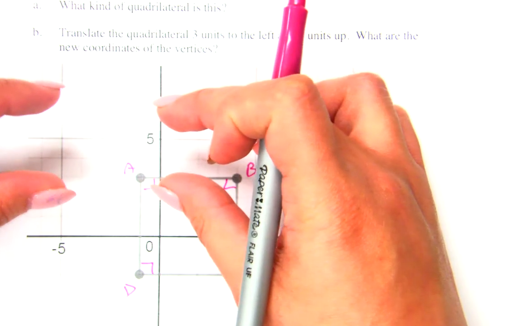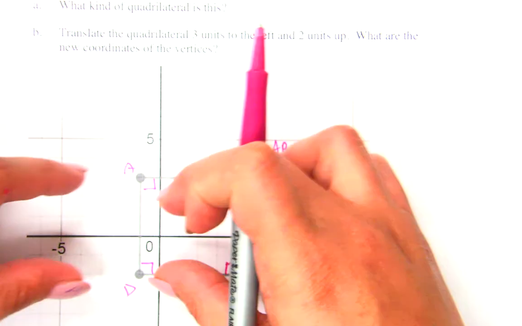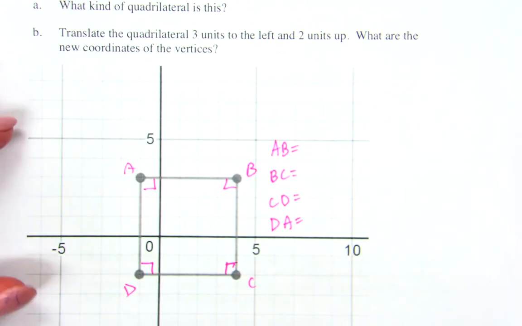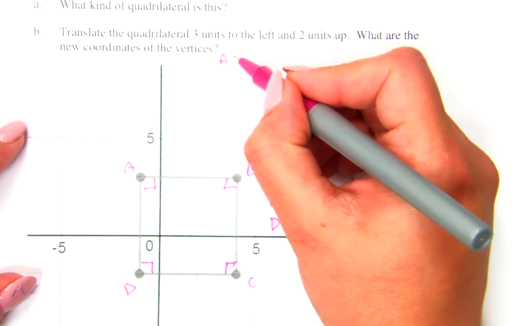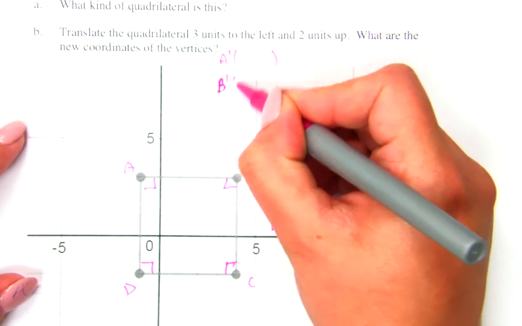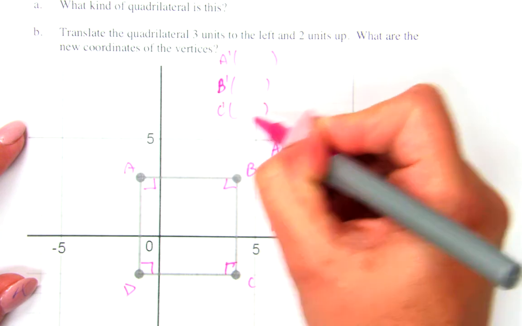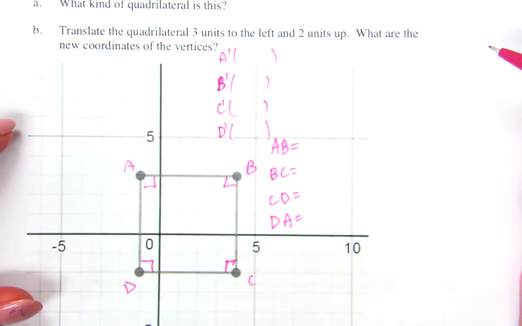It should end up somewhere over here. So redraw that. Once you translate it 3 units to the left and 2 units up, what are the new coordinates of the vertices? What is the new coordinate for A, let's call it A prime? What is the new coordinate for B prime? And then what's the new coordinate for C prime and D prime? Because you're going to translate them, so we're going to be in primes.